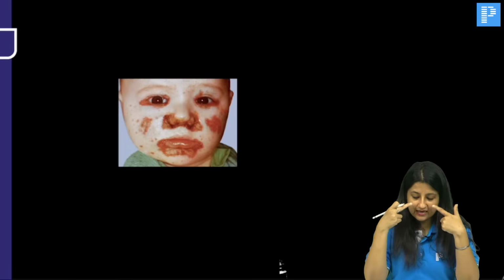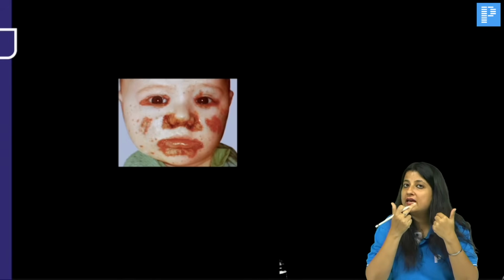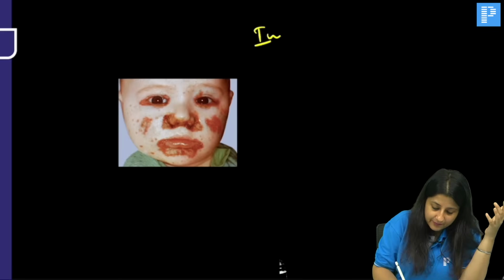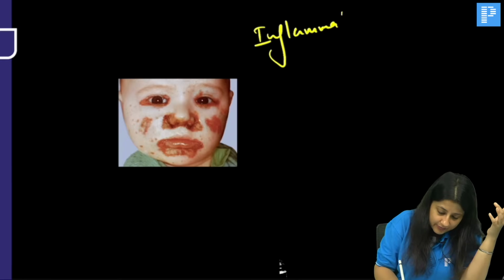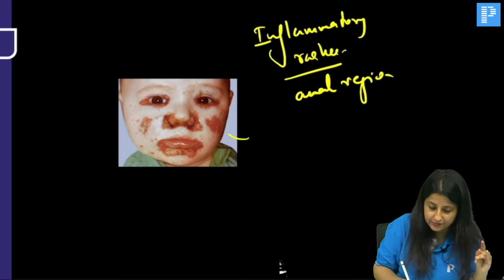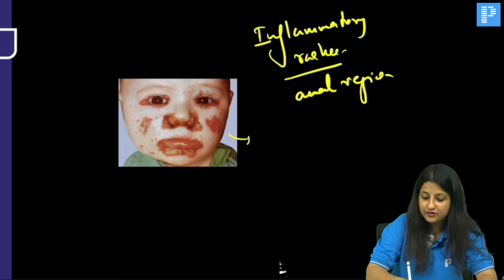What has happened to this baby? Inflammatory rashes around the cheek, around the nose, around the lips. Also, you will see around the anal region. ठीक है? Last time it came in NEET PG. They gave the photograph of inflammatory rashes around the anal region. This is zinc deficiency. Very good.